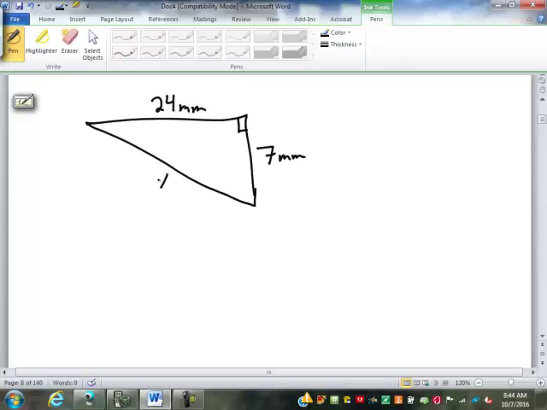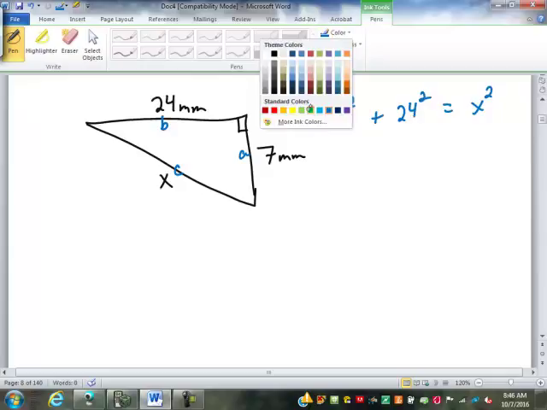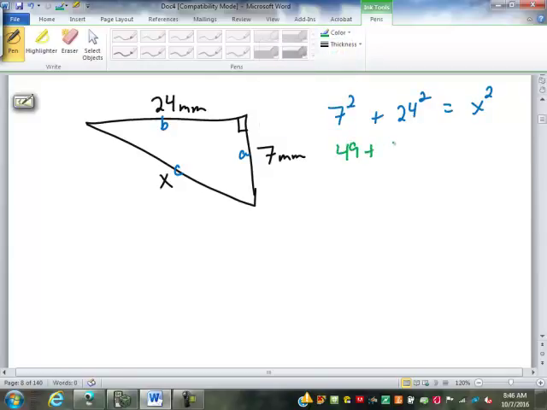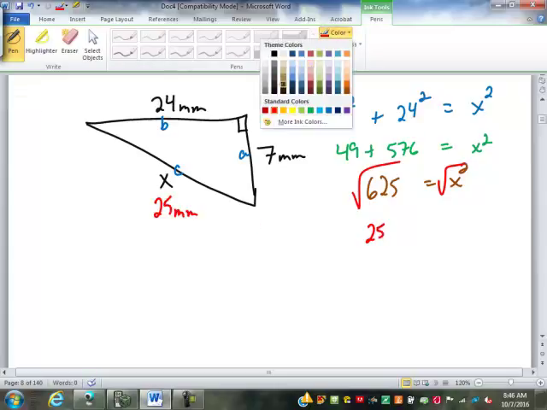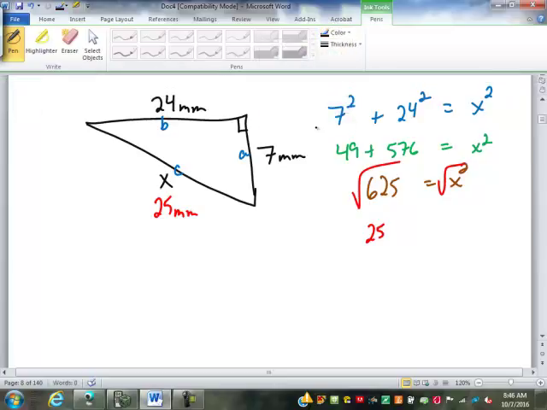In your notes, find that missing side. So anyway, we'll label this ABC. 7 squared plus 24 squared equals x squared. 49 plus 576 is x squared. We add those together to get 625. And then square root it to get 25. How many got 25 millimeters? Good deal. You got it?